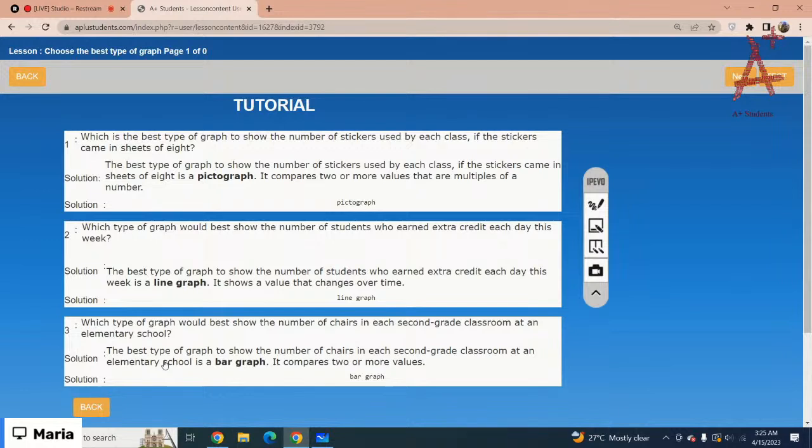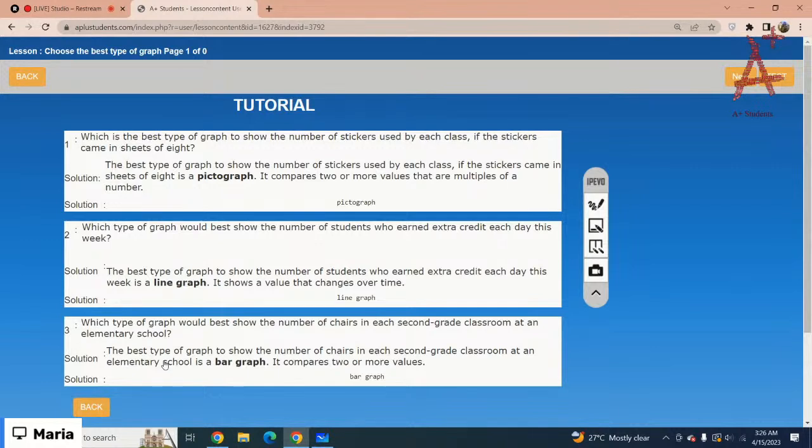Why? You're also given the reason. It compares two or more values that are multiples of a number. Got it? Okay, which type of graph would best show the number of students who earned extra credit each day this week? The best type of graph is a line graph. It shows a value that changes over time. Got it?